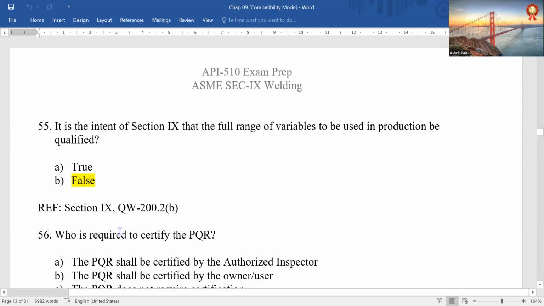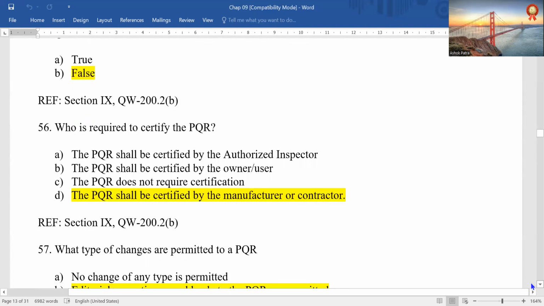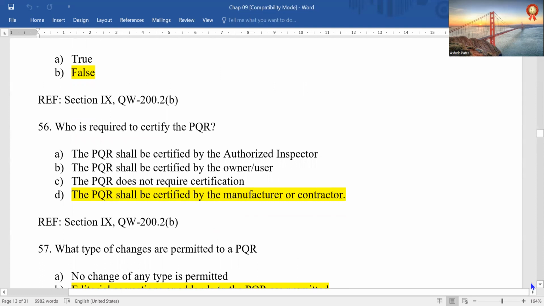It is the intent of section 9 that the full range of variables to be used in production be qualified. False. Who is required to certify the PQR? The PQR shall be certified by the manufacturer or contractor.